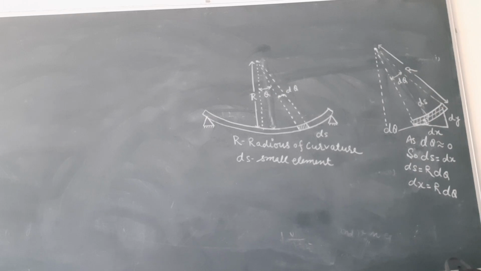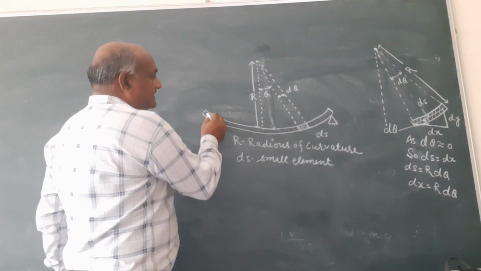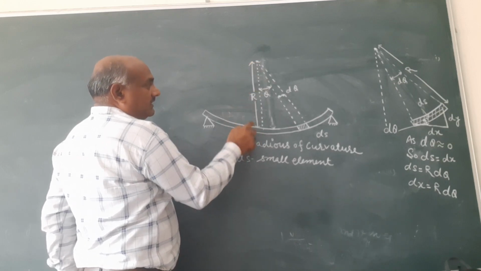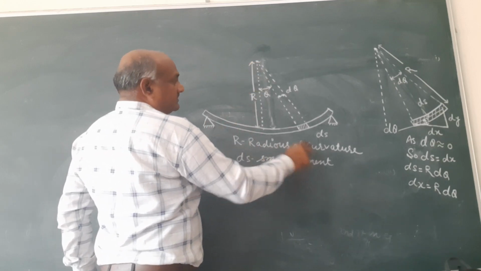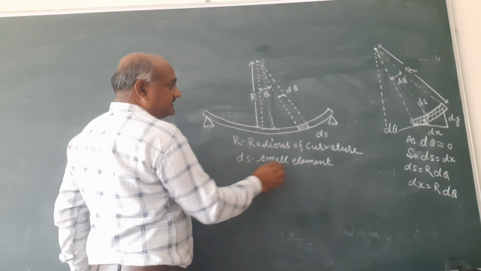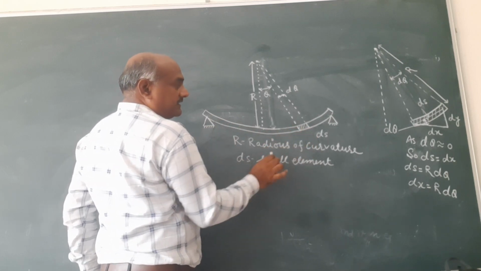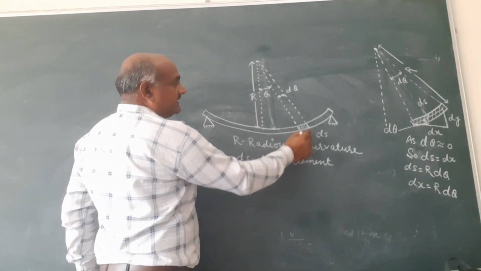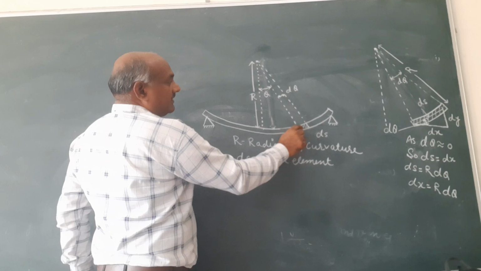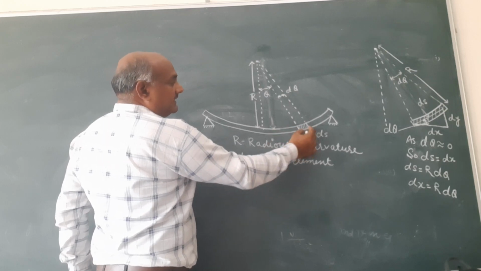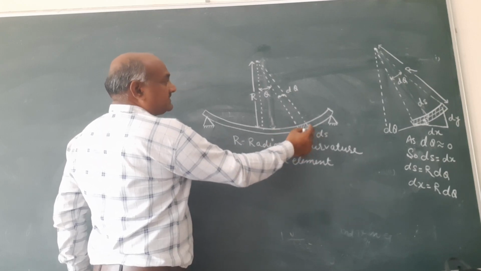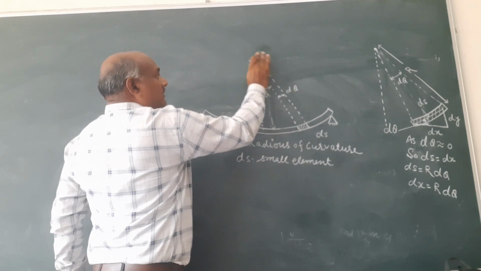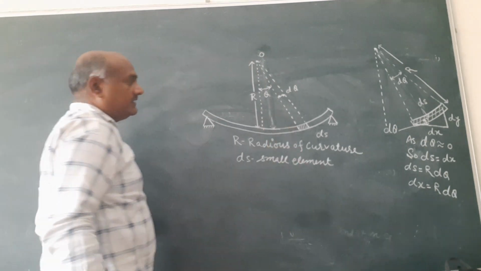So first of all, suppose this is the beam and it has a radius of curvature r. We will take a small element ds for the frequency analysis, which is at an angle theta, and the length of this element subtends an angle d theta at point O, the center of curvature.